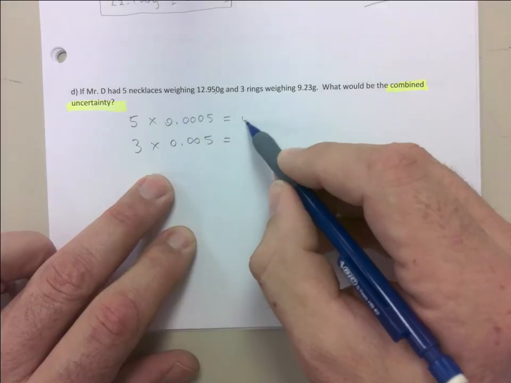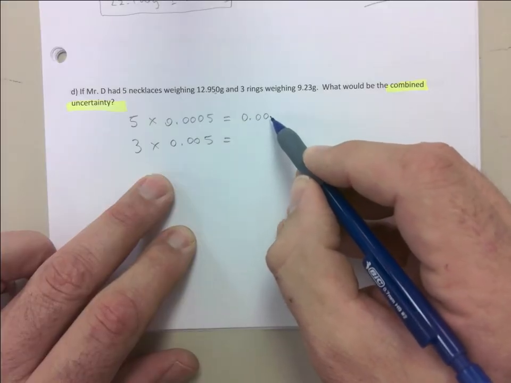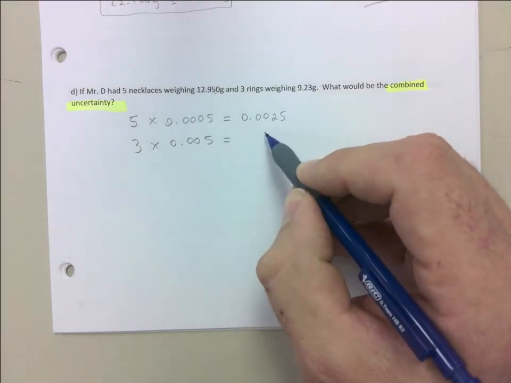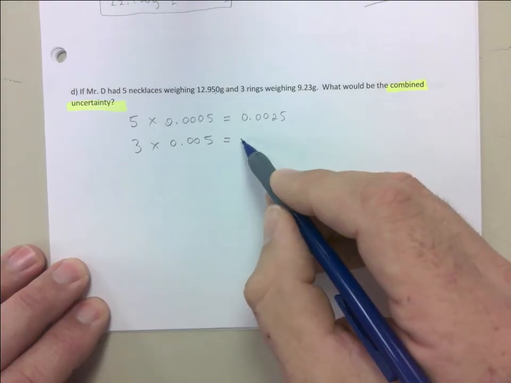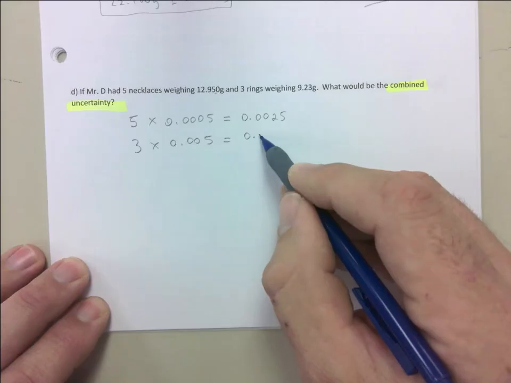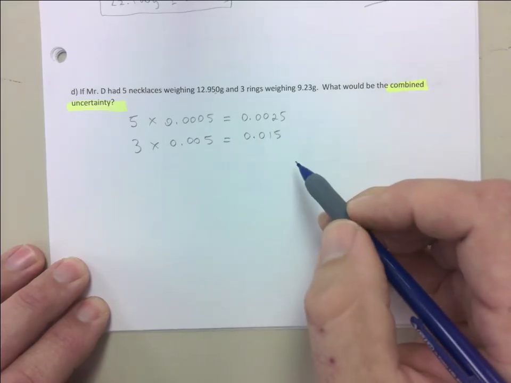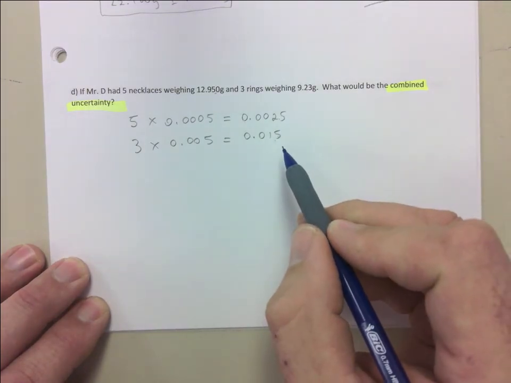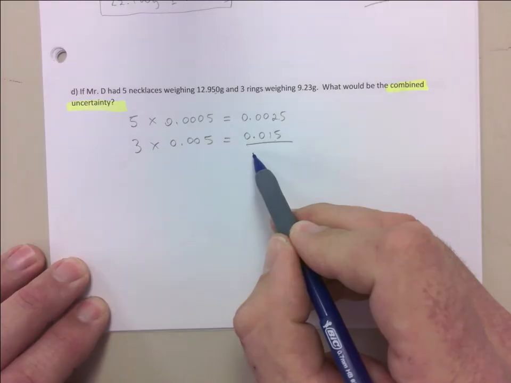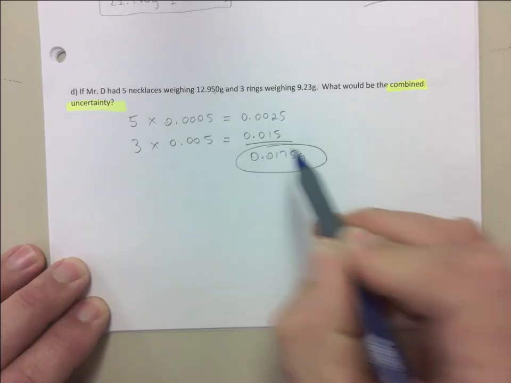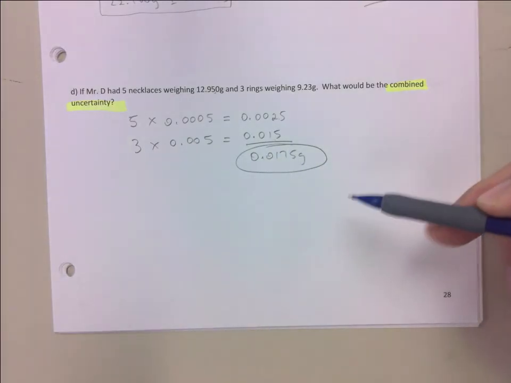This gives you 0.0025. Please do not round in this unit. Okay, do not round no matter what. 3 times the uncertainty for the rings would be 0.015. And what do we need to do with these two numbers at the very end? You add them. Okay, you add them up, you get 0.0175 grams. This is just the combined uncertainty, okay?